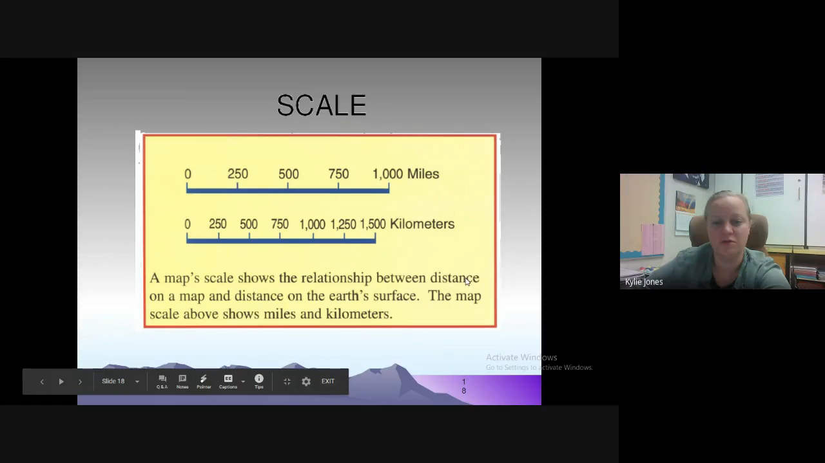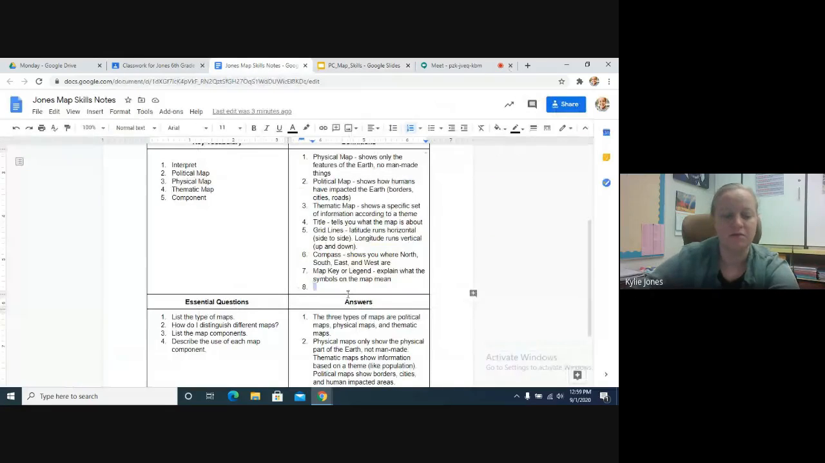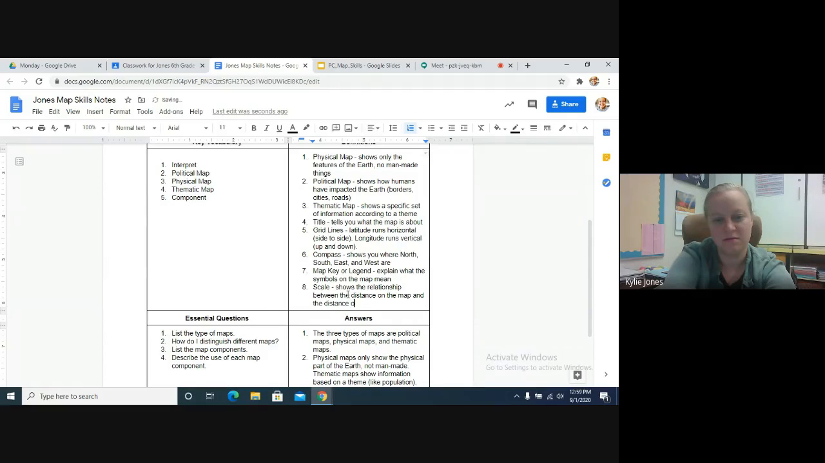So a map scale shows the relationship between the distance on a map and the distance on the Earth. So I'm going to have you guys type that out. I'll give you about a minute and a half, and then I'm going to show you guys some examples. I'll Google it and show you guys some on my screen.